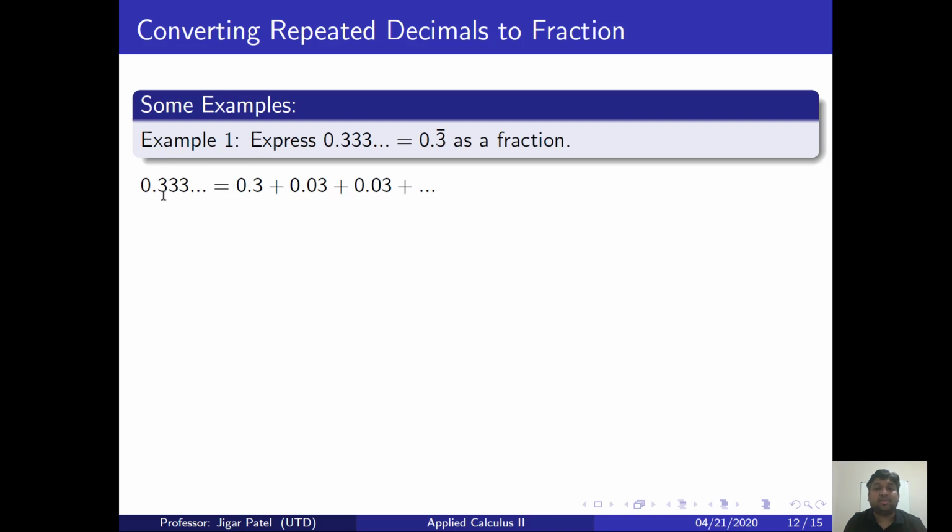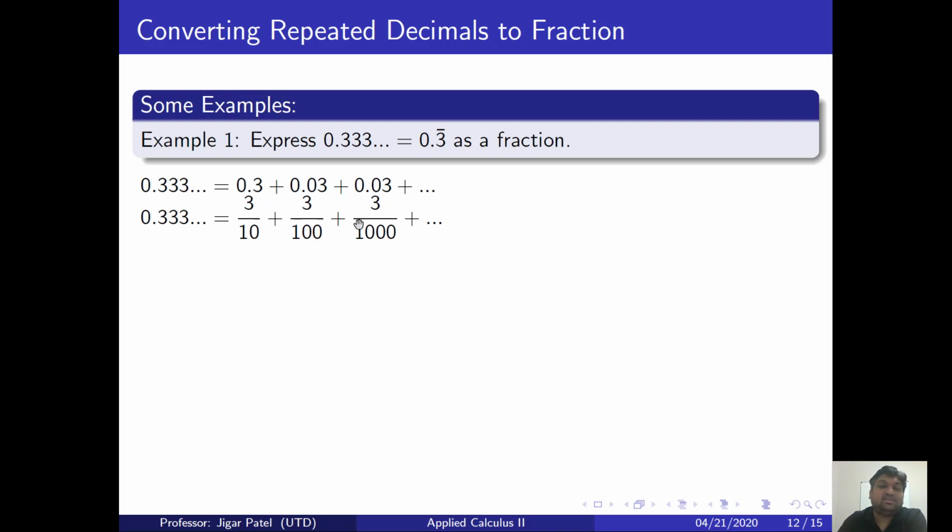If one digit is repeated, I'm going to break it in the form of one digit repetition: 0.3 plus 0.03 plus 0.003, and so on. What you see on the right side is a geometric series. Let's write it down as fractions. First term is 3/10, second term is 3/100, third term will be 3/1000, and so on.